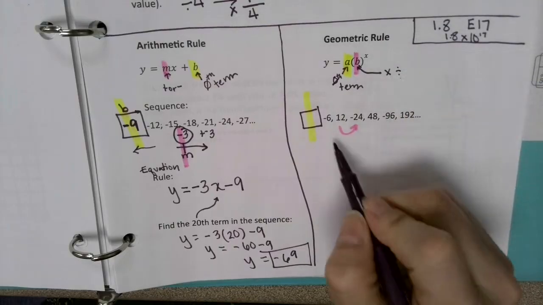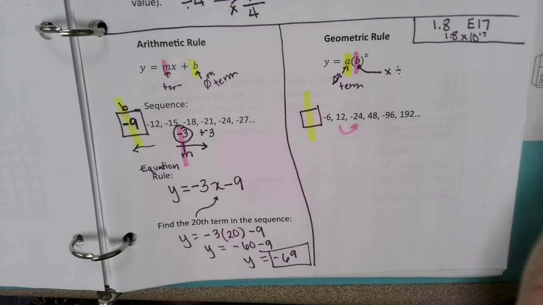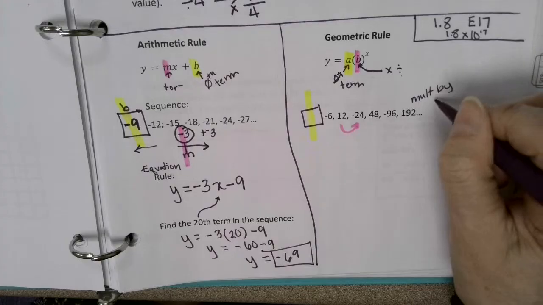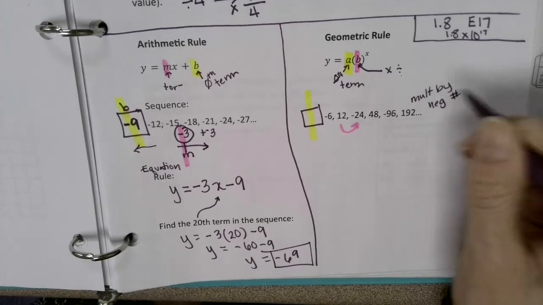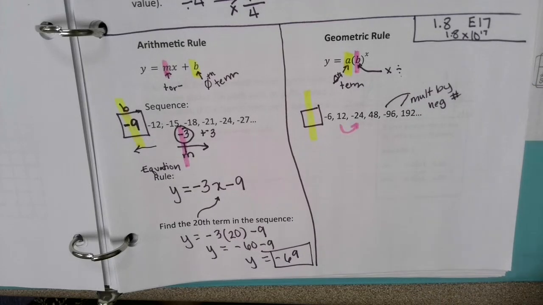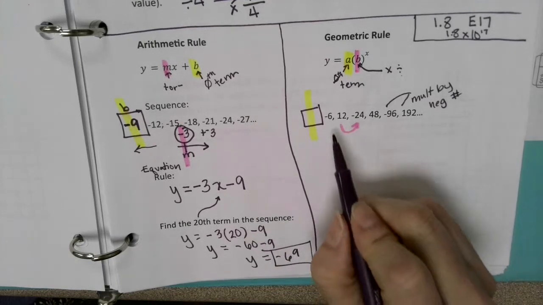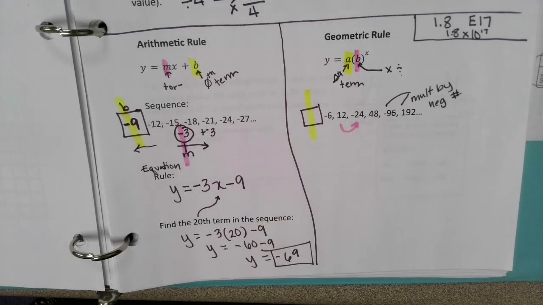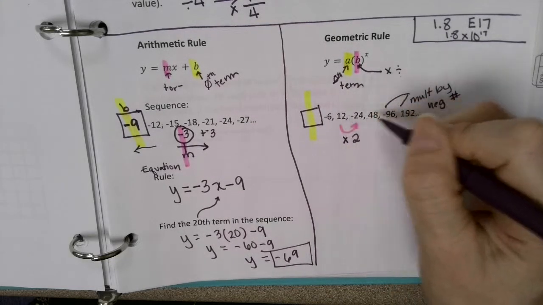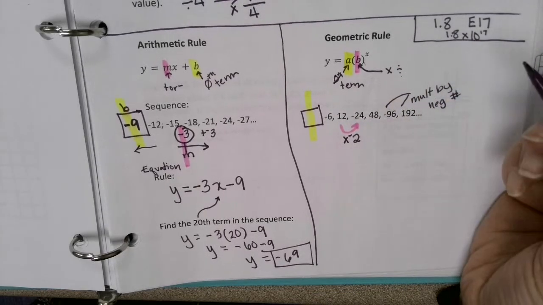So my 0th term, first I need to figure this out. I noticed it goes negative, positive, negative, positive. Well, that means I must be multiplying by a negative number. That's what's changing the sign from negative to positive every time. Now, if I took the signs away and just looked at the absolute value of them, it would just be doubling every time. So this is times 2, but to change the signs, it's times negative 2. So that's going to be b in my equation.